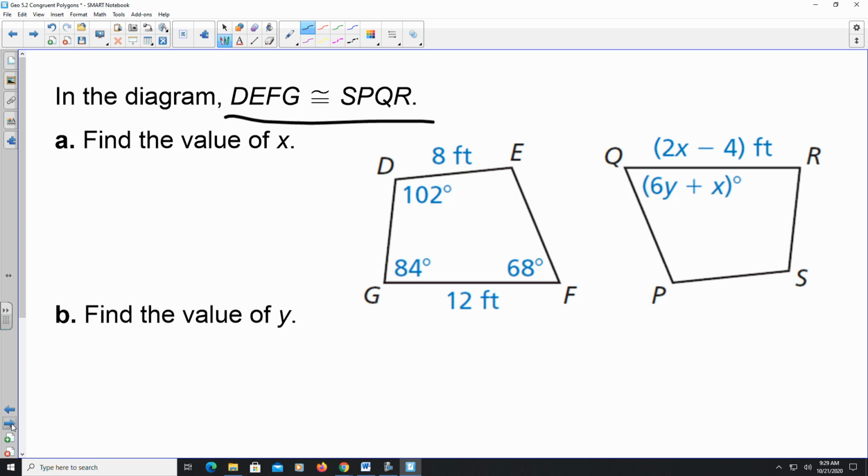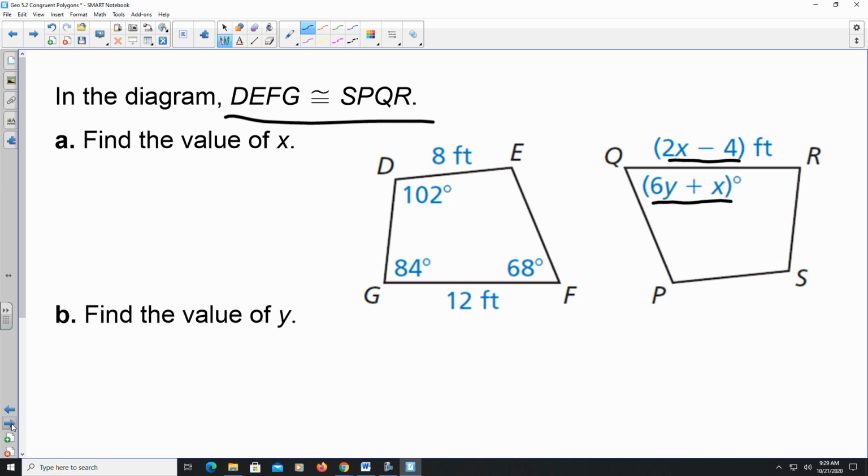these particular unknowns. So here they want us to find the value for x. Right now I see I have x in this side measurement, but I also see I have x in that angle measurement.